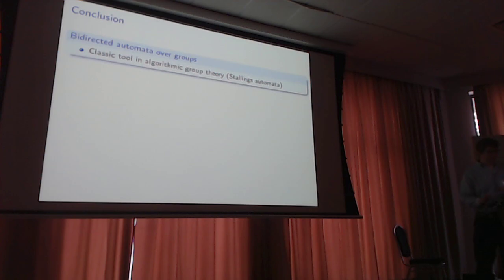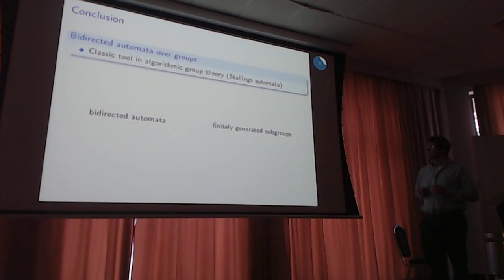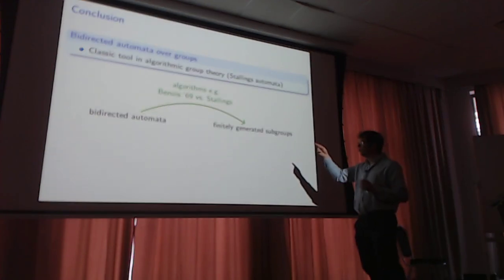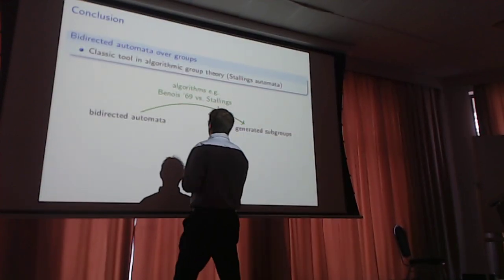Good. So bidirected automata are a classic tool in algorithmic group theory, most prominently known as Stallings automata. And there are many different results that came from this connection. So for example, there's the connection from bidirected automata to finitely generated groups. This is a somewhat not so well-known fact.